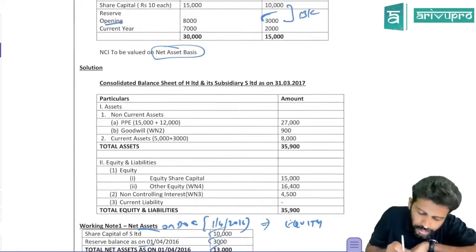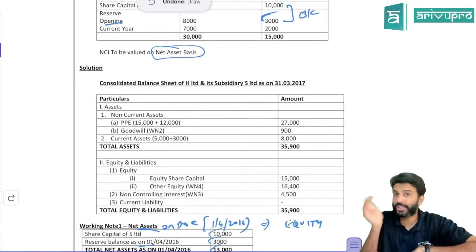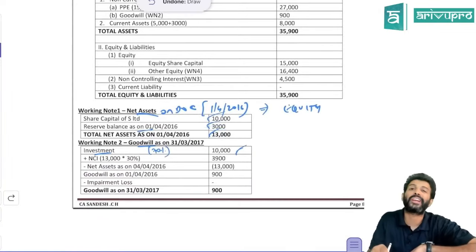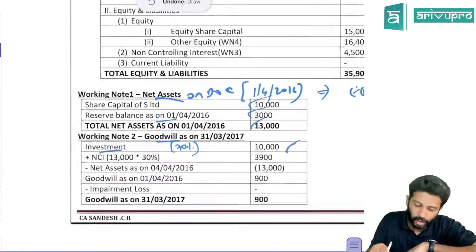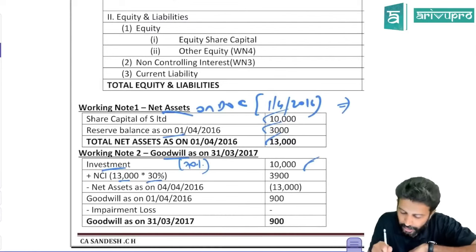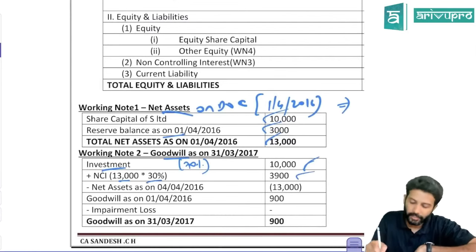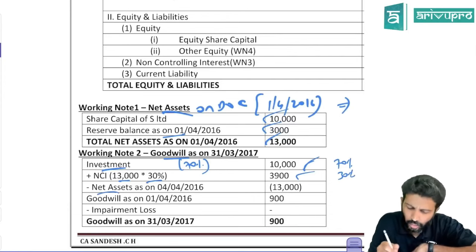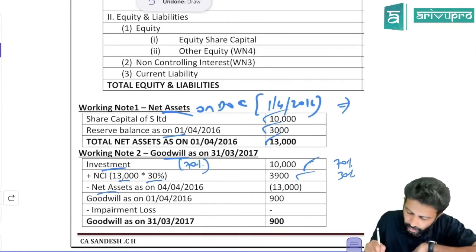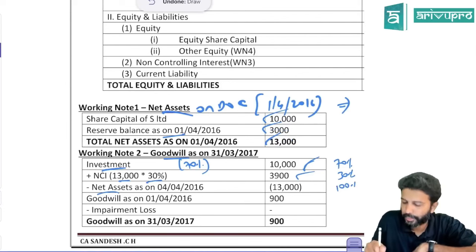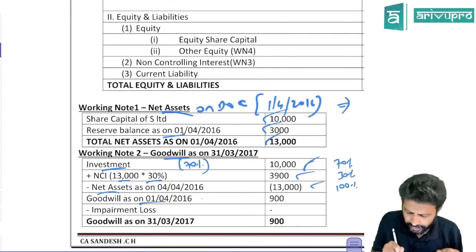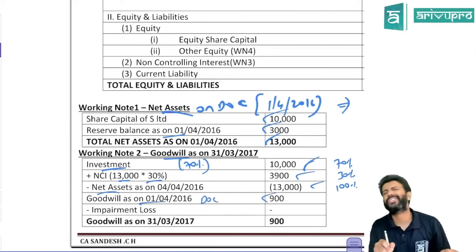For NCI, they told us it should be valued on a net asset basis. So the proportionate share of net assets. Do you know net assets already? Yes, on the date of control, net assets were 13,000. Of this, 30% belongs to NCI. So 30% of 13,000 becomes your NCI, which is 3,900. So this is 70%, this is 30%. Adding those two, it became 100%. Deduct net assets on the date of control. We already found out net assets on the date of control is 13,000. This is 100% of net assets. Deduct this, obviously you will get the goodwill on the date of control. Goodwill on the date of control is 900.